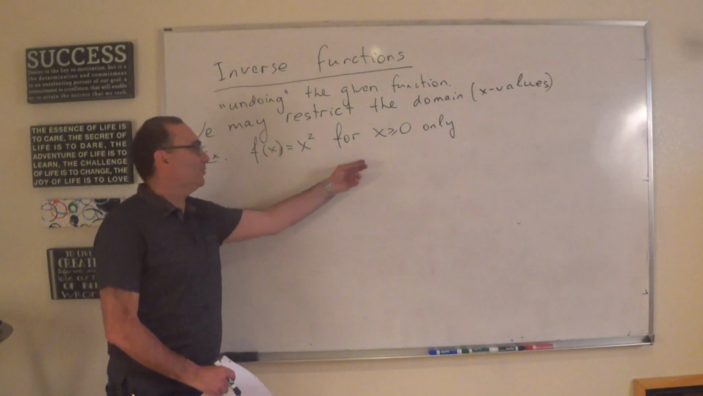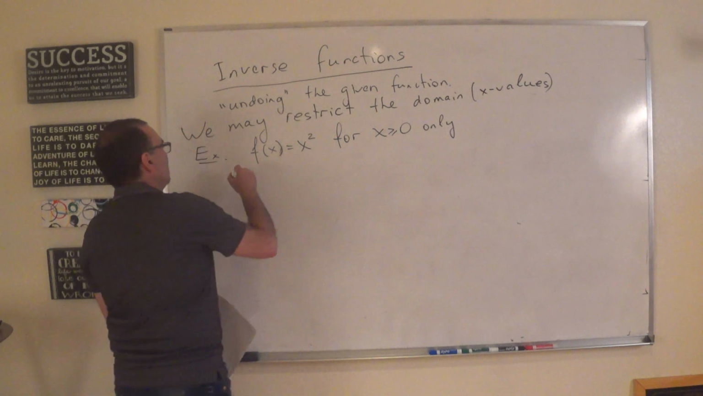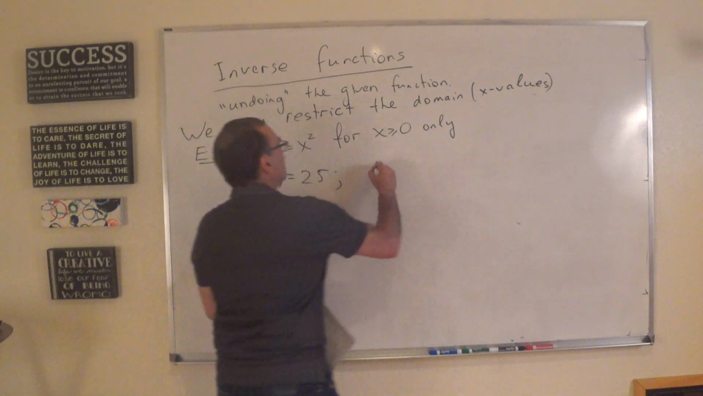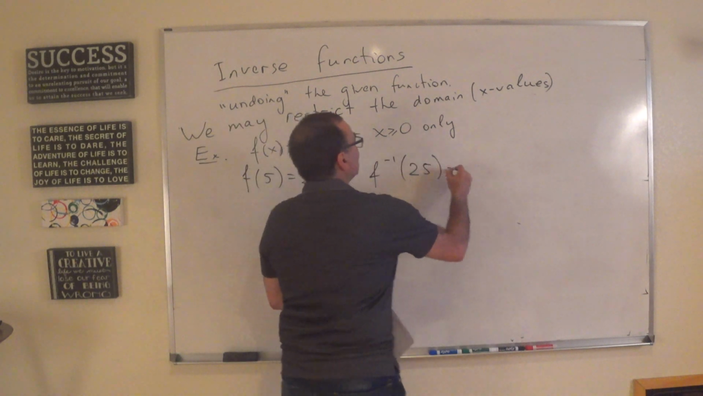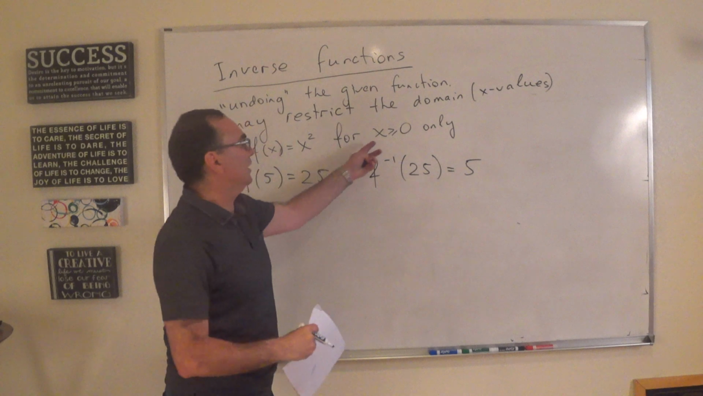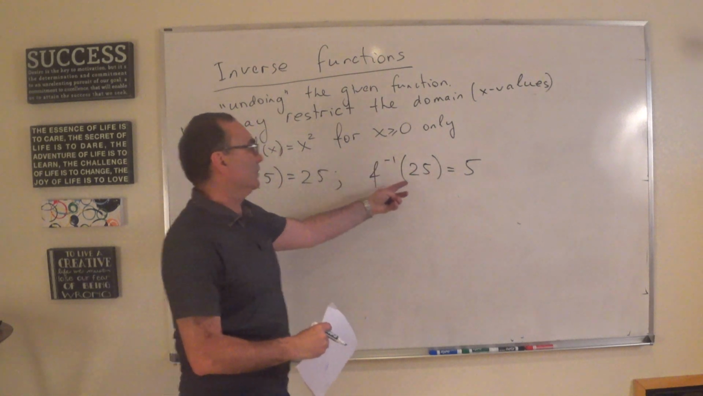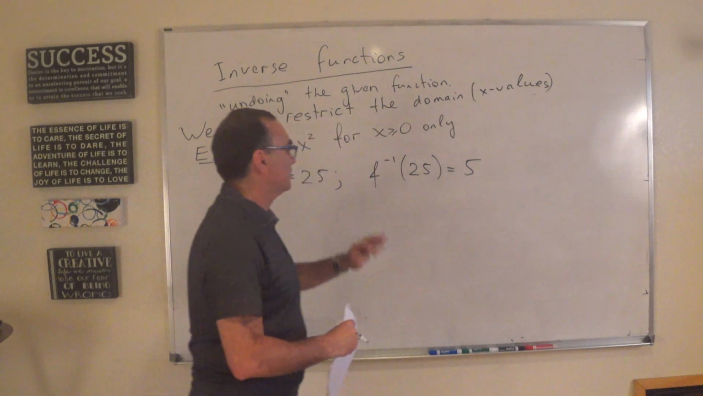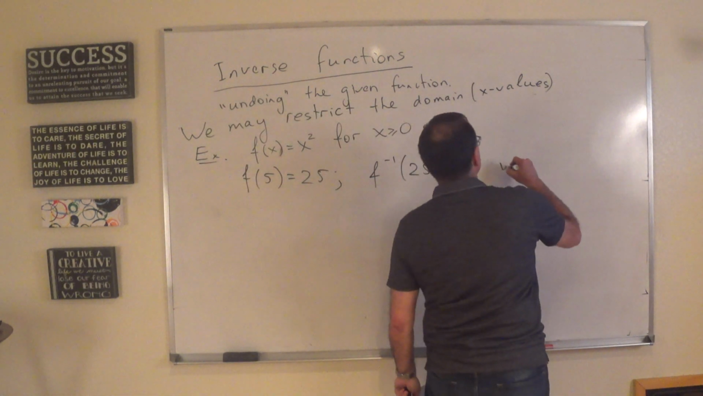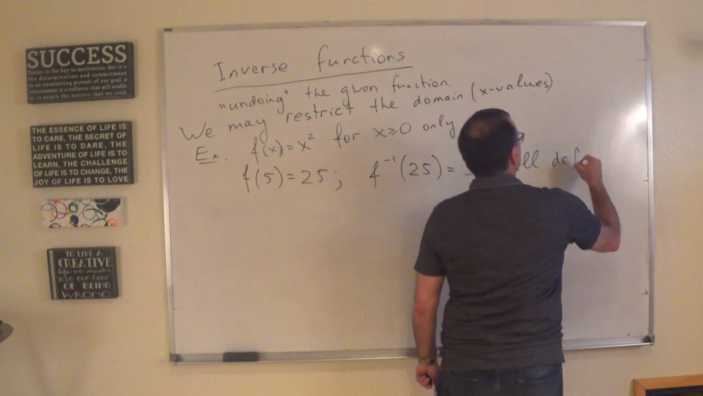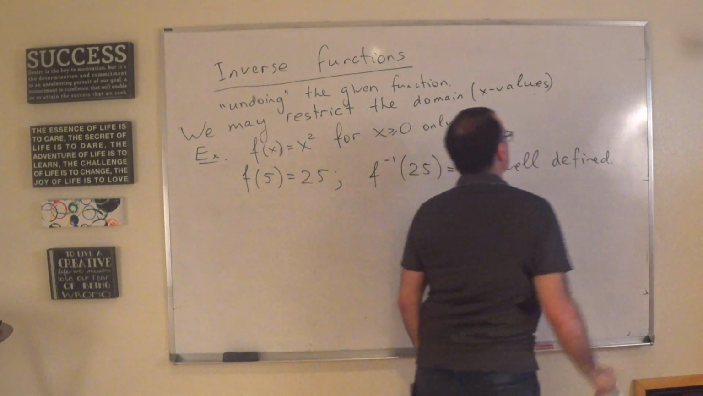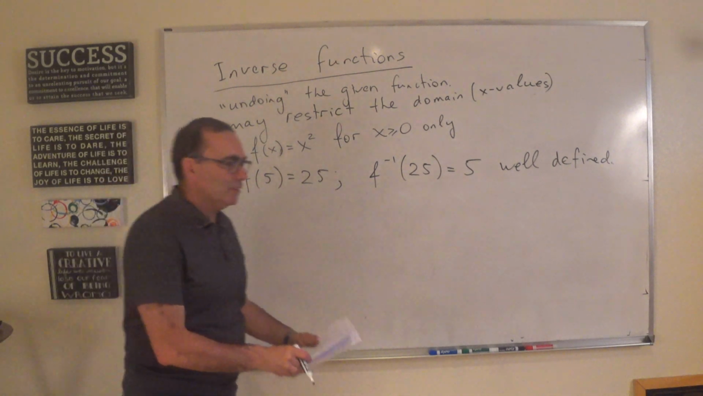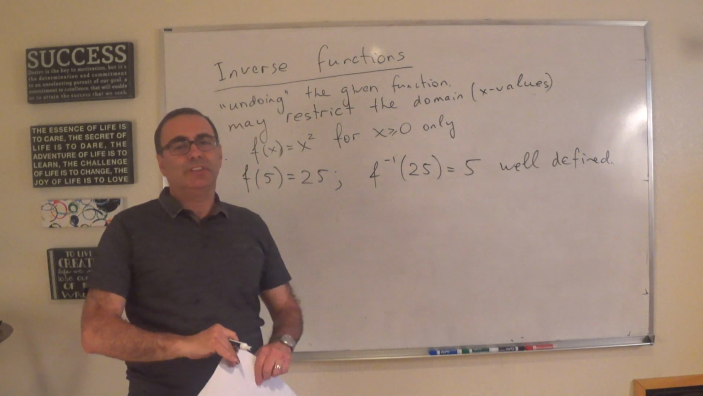So for such a restricted function, we have f of 5 equals 25 and f inverse of 25 equals 5 only, because there are no negative x values. So f inverse of 25 has only one value, and this is what we call in mathematics well defined. So for the restricted function, the inverse function is well defined. Now there is a graphical explanation for that.